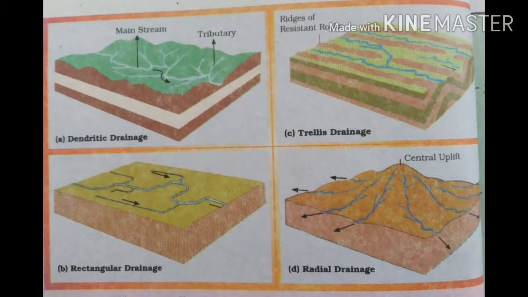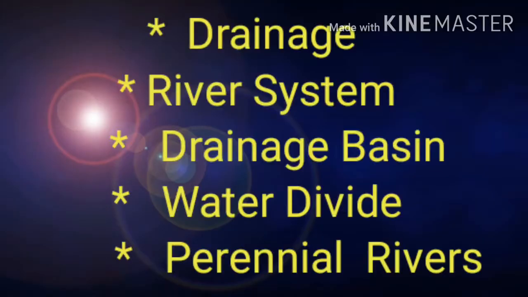Students, now I am going to revise important terms. At first, we will discuss drainage and river system. Students, drainage means the river system of an area. Generally, when we discuss any particular river along with its tributaries, the area where it flows is called the river system. The river and its tributaries together are called a river system.